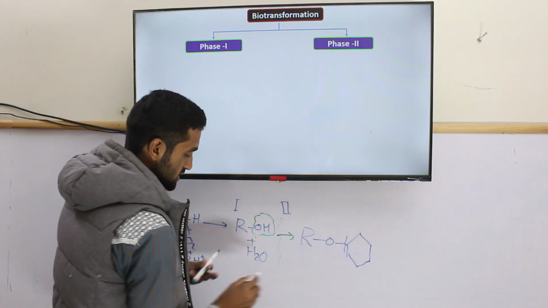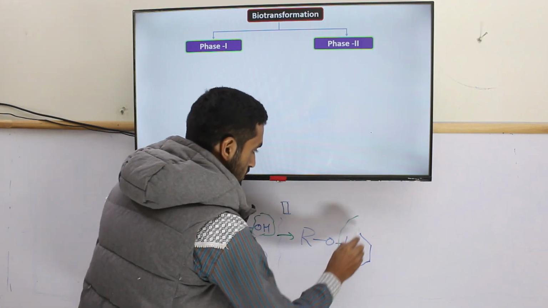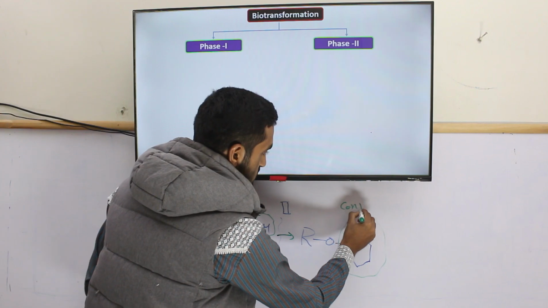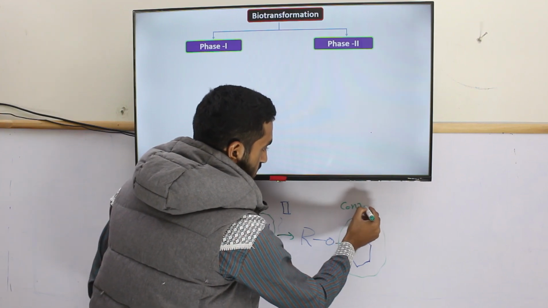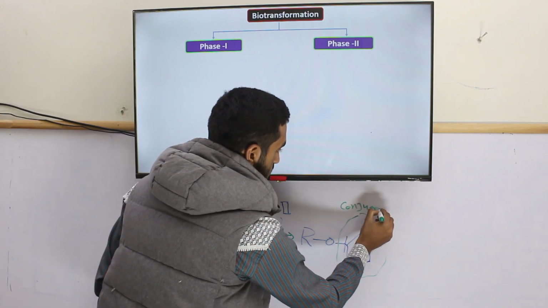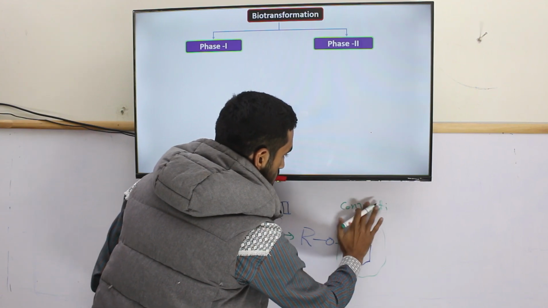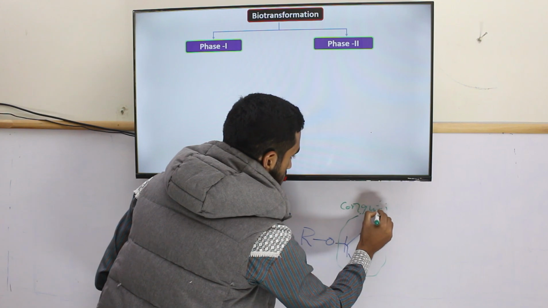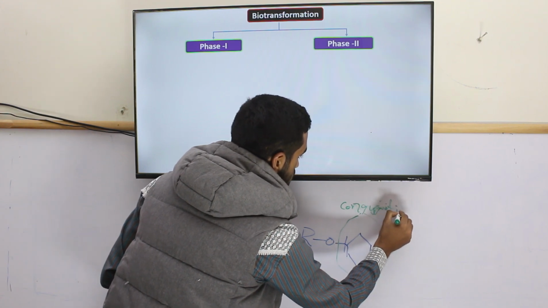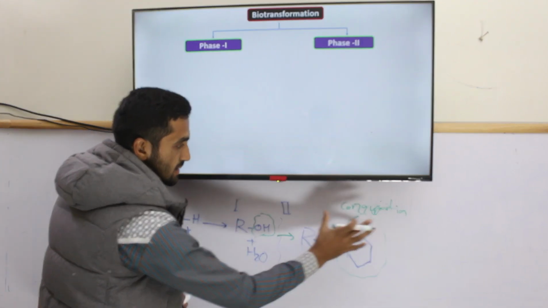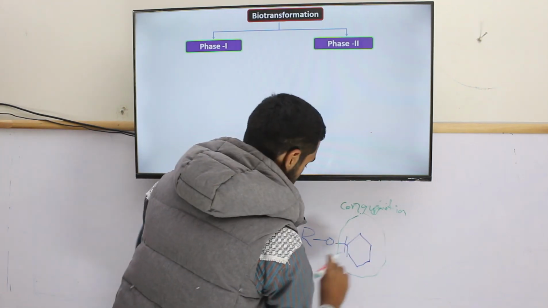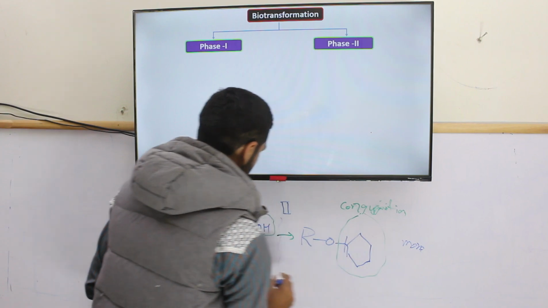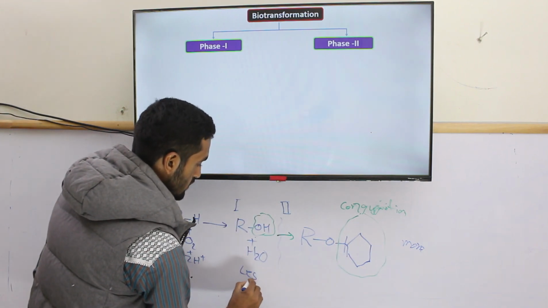Okay, so this bigger molecule. This is actually conjugation. I am simply adding the bigger molecule, making it more water soluble, more polar, while here is a less polar form.